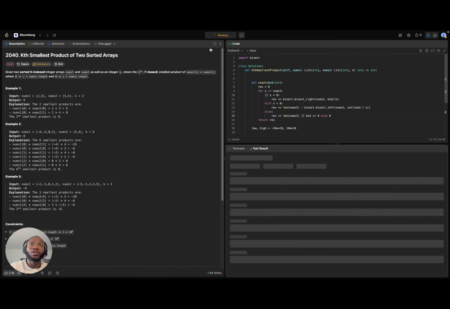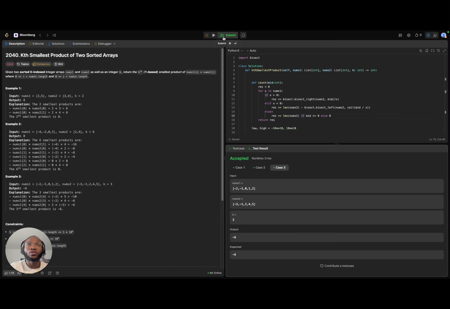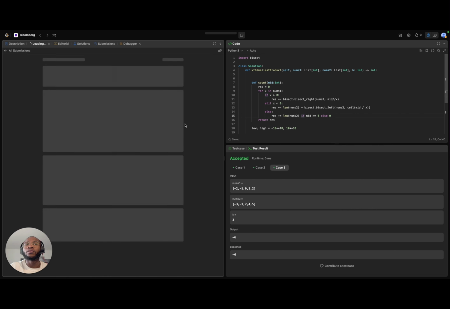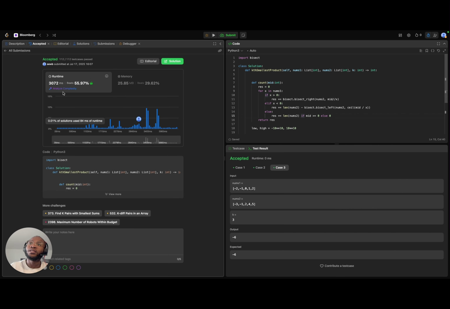And if I run this code, you will see that it passed. And if I submit it, this is the first time I'll be submitting. Awesome. And we see that it passed and it beats about 55.9%. That is quite fine for me.